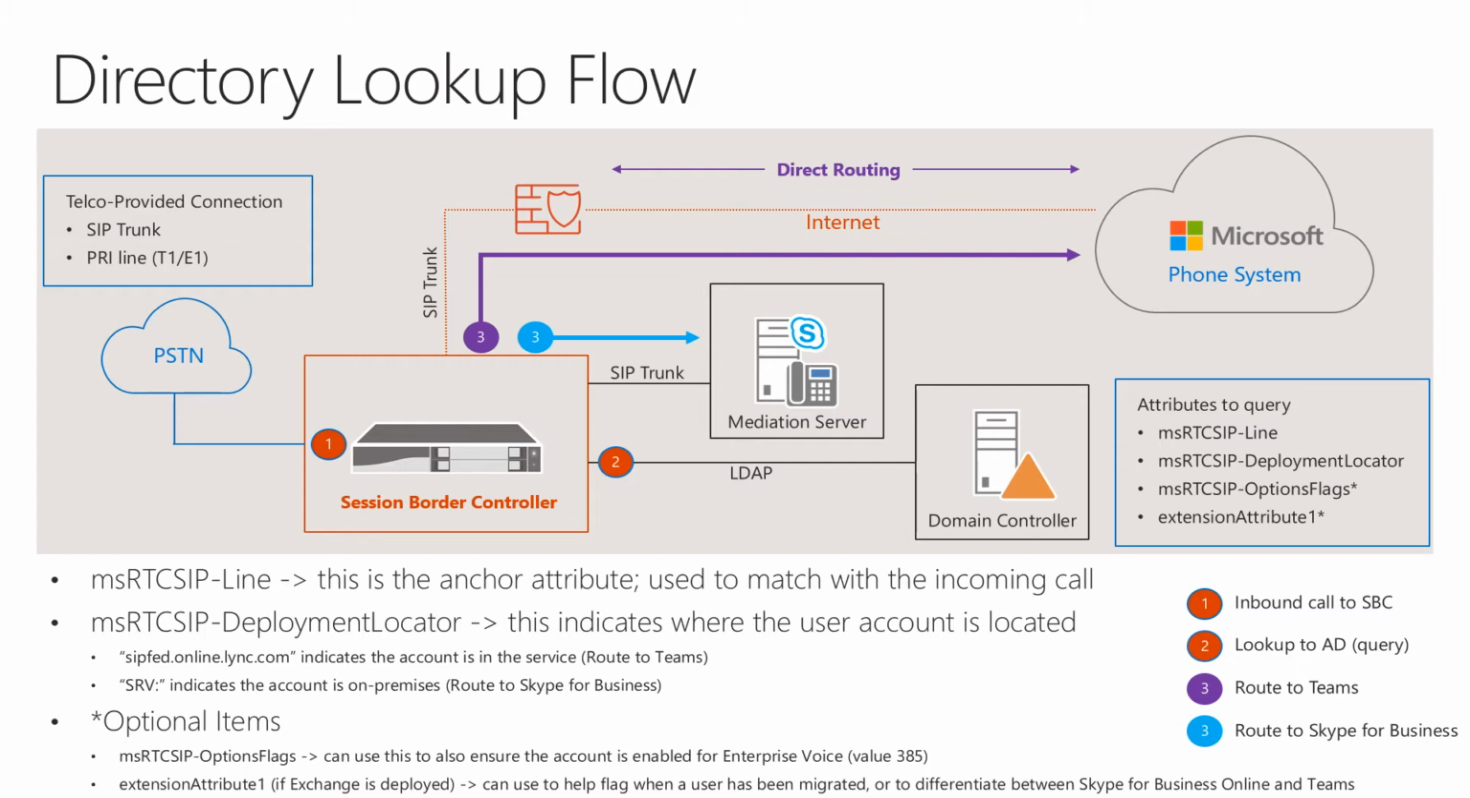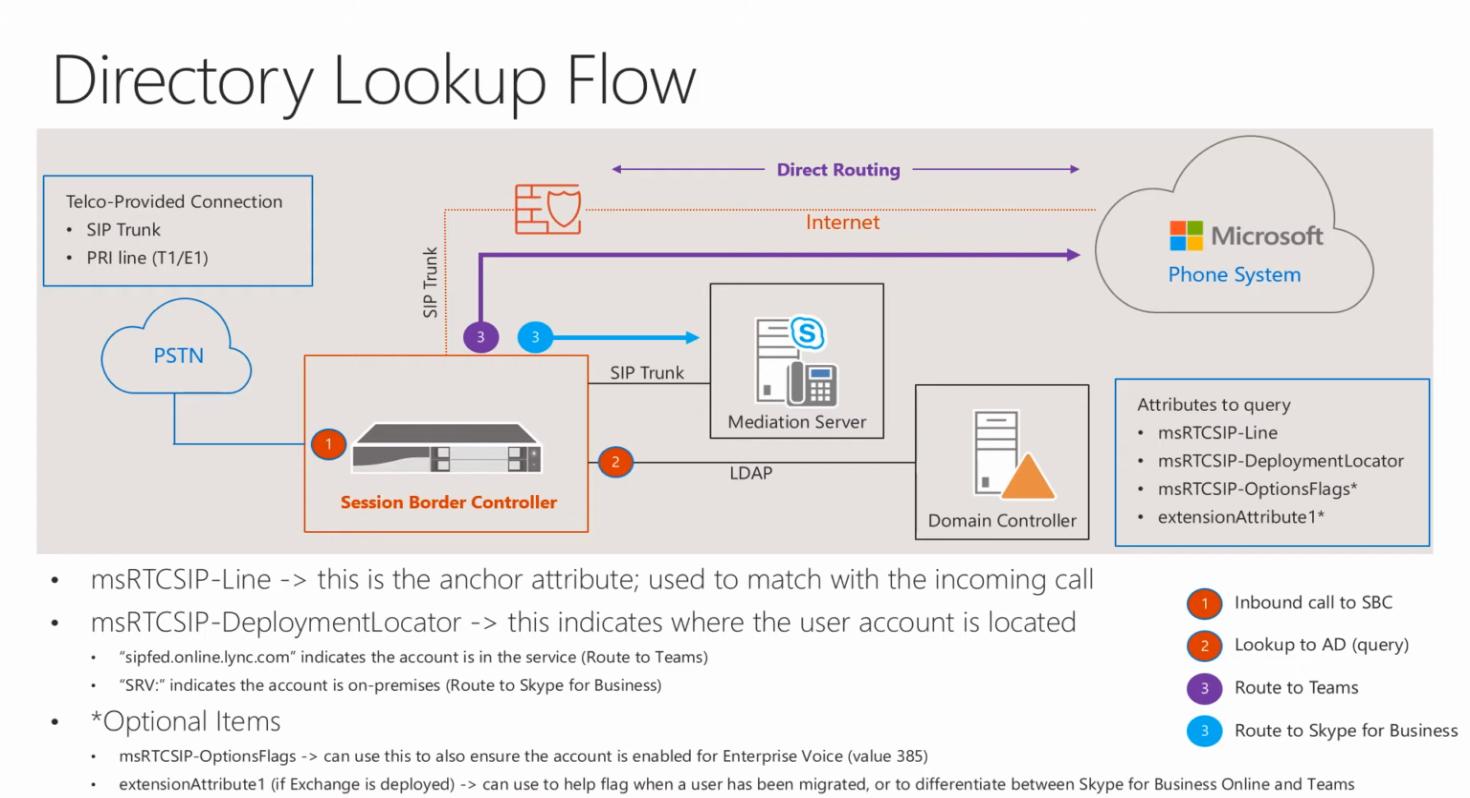I've had some customers that use this as another way to help flag if a user has been placed in Skype Online or Teams or what have you. So for example, they might use extension attribute 1, and when the user's migrated to Teams, they just put the word Teams in that extension attribute. That way, when I do my LDAP query, I look at that value, and if I see Teams, I route it to Teams. If I see nothing, I route it to Skype, for example.